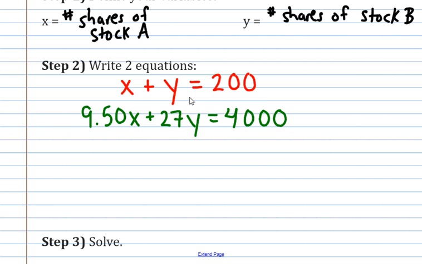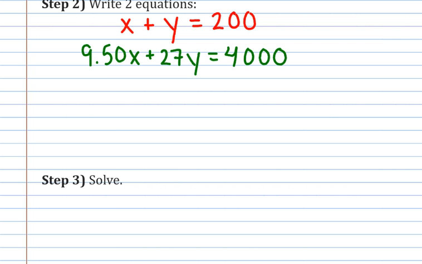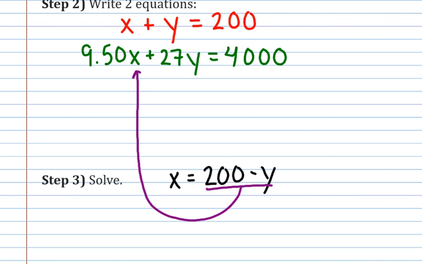I'm going to get x by itself. Subtract y over. So then I will have x is equal to 200 minus y. Now that's step one. I got one of the variables by itself. Step two is to take this and substitute it into the other equation.